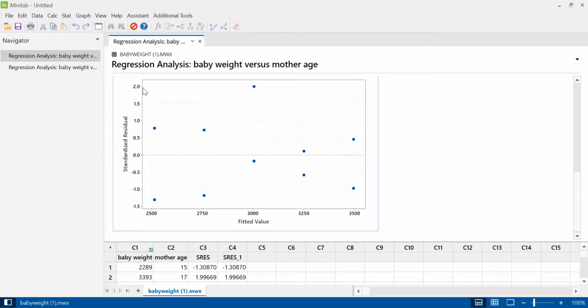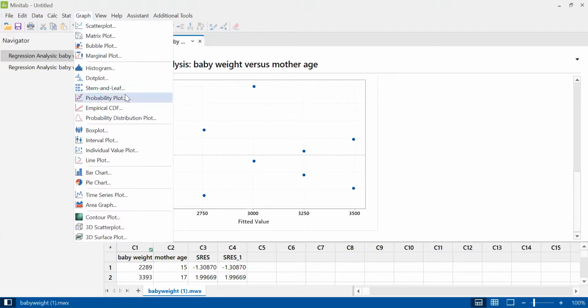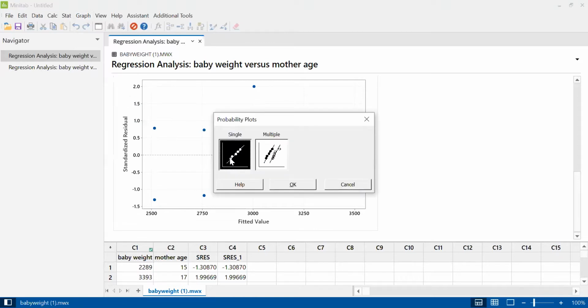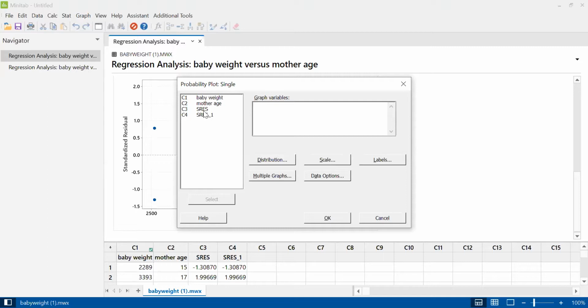Then the last one is that I want my standardized residuals to follow a normal model. So here I'm going to look at graph, probability plot, as we usually would. And I'm going to look at the single plot of my standardized residuals. Now, it doesn't matter which one I choose because I did the model twice, so they're the same numbers. I'm just going to go with the original, click OK.